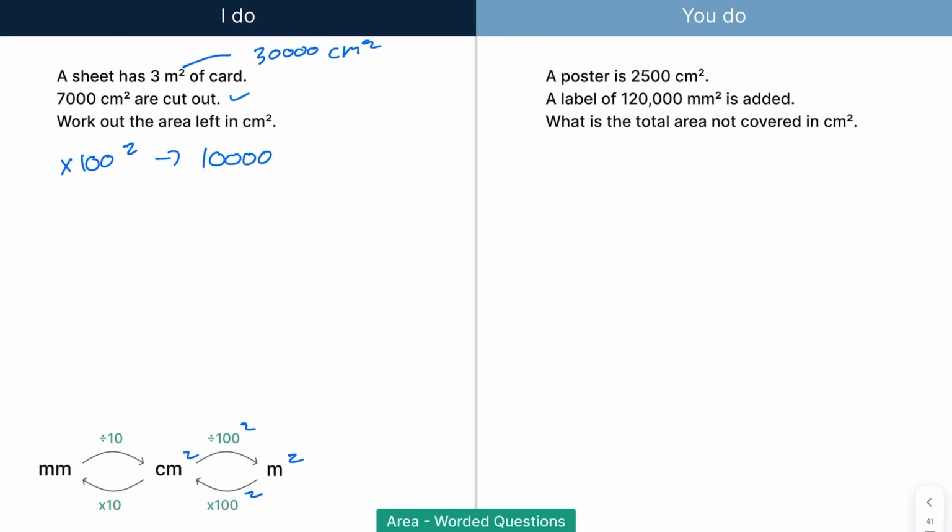So an area is cut out. So we're just going to do 30,000 and subtract that from 7,000. And we end up with 23,000 centimeters squared. And again, hopefully you pressed pause and had a go at this.